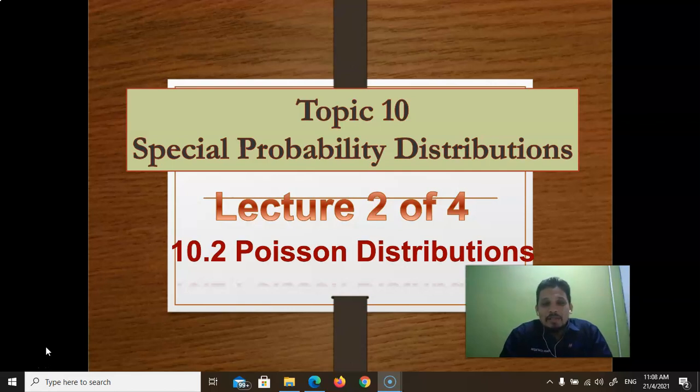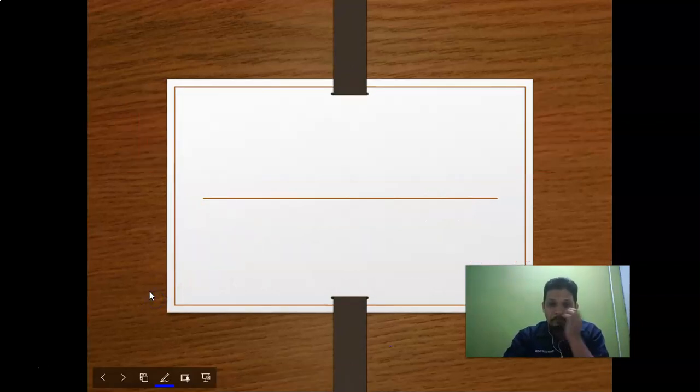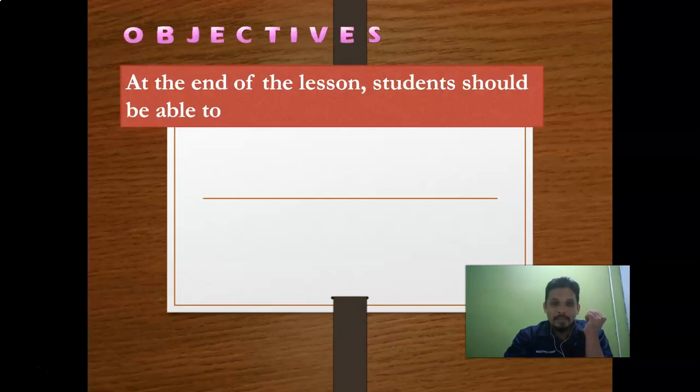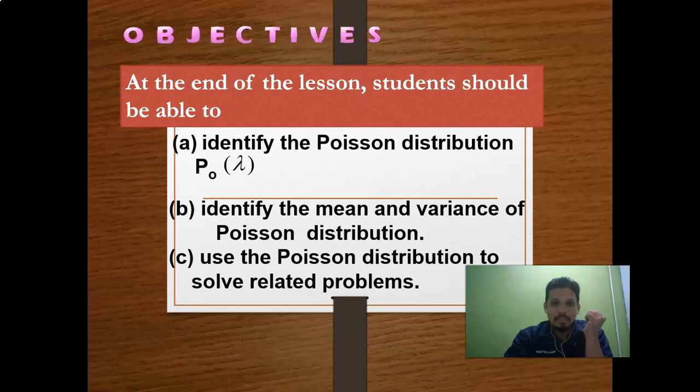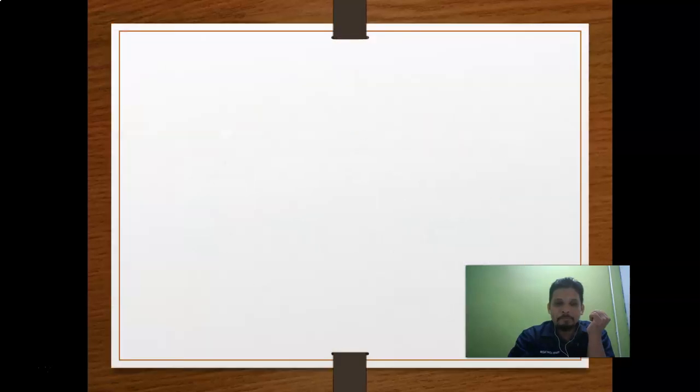Okay, so we're now in lecture 204, and specifically it's for Poisson distribution. It's still in topic 10, special probability distributions. So now we will look into identifying the Poisson distribution. We write down the notation of Poisson with the parameter lambda, and we're going to identify the mean and variance and use them to solve related problems.